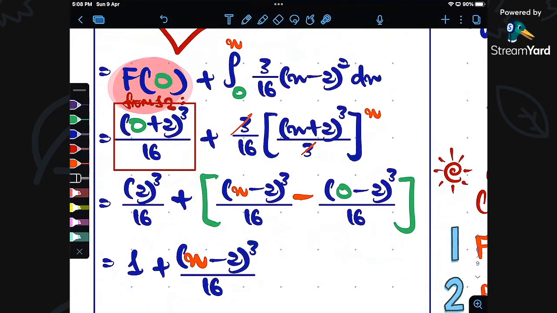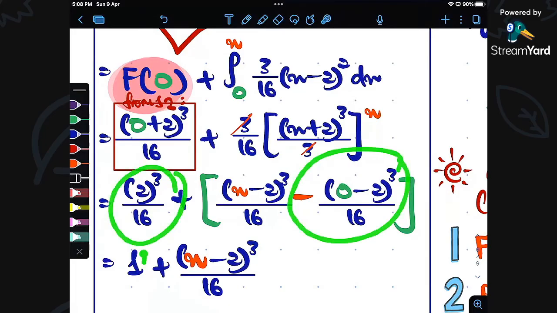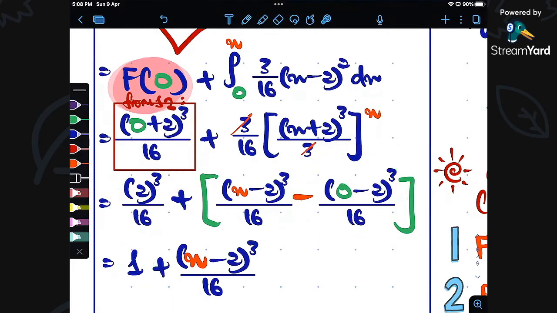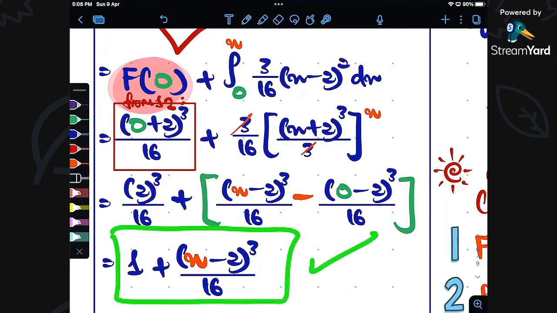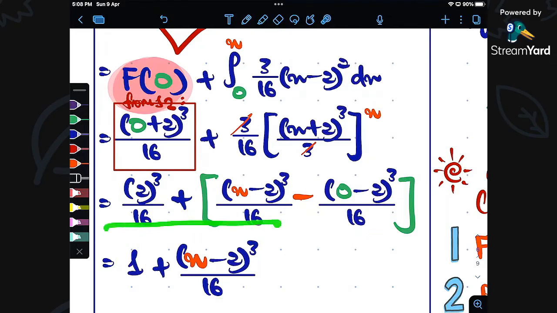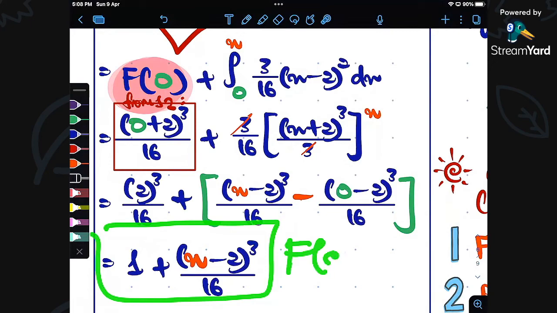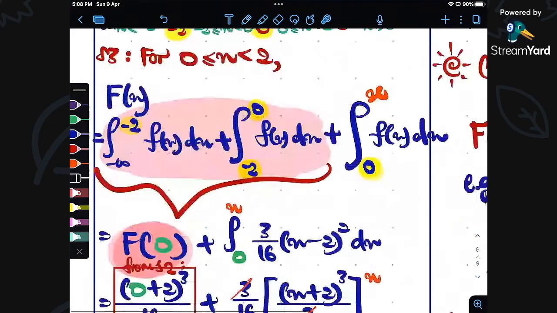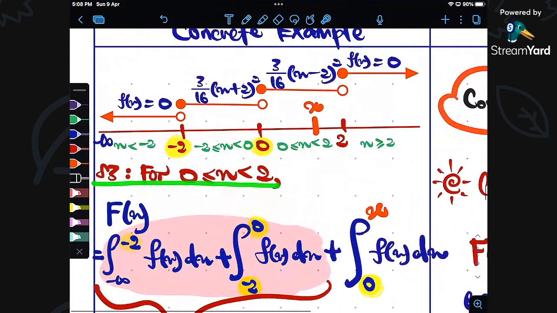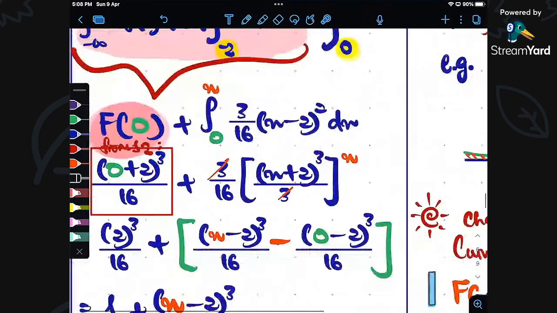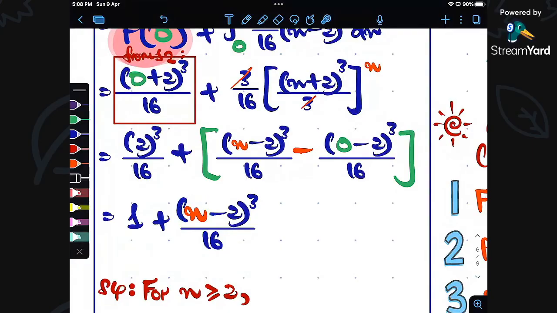The front part here, I already got my answer, which is 8 over 16. And 8 over 16 plus 8 over 16 gives me 16 over 16, which is 1. And my total solution is this part. This is the answer for F(x) for the third region, step number 3. Remember, we are trying to find the cumulative, that's why everything must still be in terms of x.